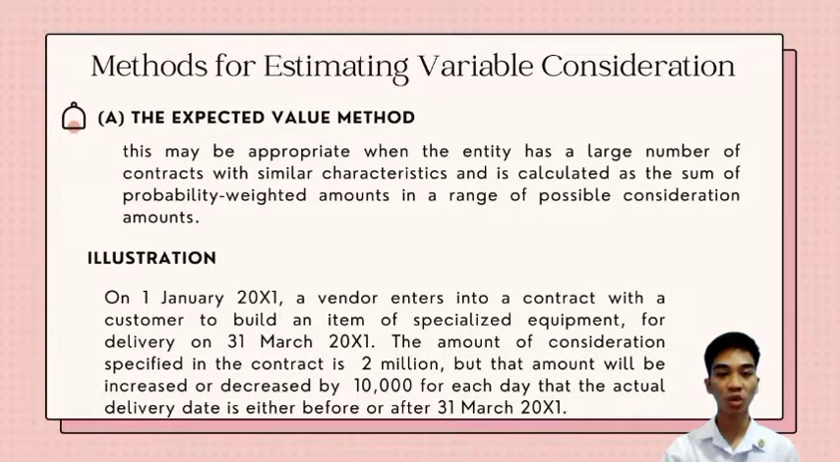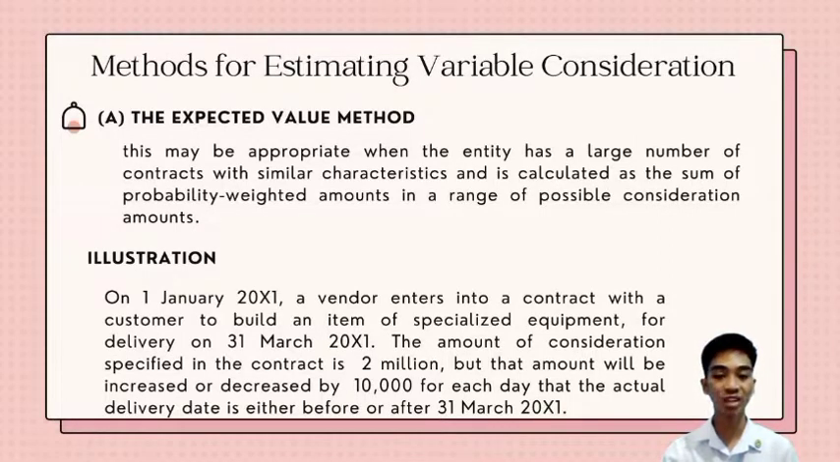Illustration. On January 1, 20X1, a vendor enters into a contract with a customer to build an item of specialized equipment for delivery on March 31, 20X1. The amount of consideration specified in the contract is 2 million, but that amount will be increased or decreased by 10,000 for each day that the actual delivery date is either before or after March 31, 20X1.